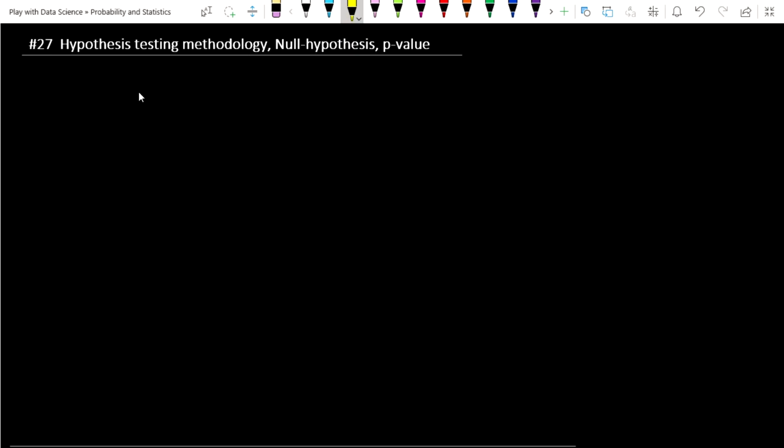In this section, we will learn the concept of hypothesis testing. What is actually hypothesis testing? Those are the things we will learn in this section. And what is the null hypothesis and what is the p-value? Those are the things we will learn.